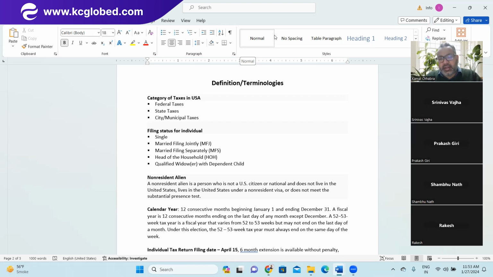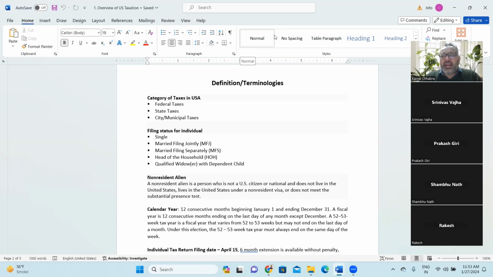The first one is single. Single is the person who has never married, or who has got a legal divorce decree, and after the divorce he or she can file as a single tax return filer. The second category is for married people. There are two categories for married people. One is married filing jointly. The second one is married filing separately.